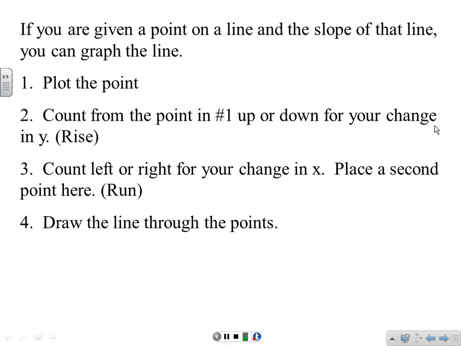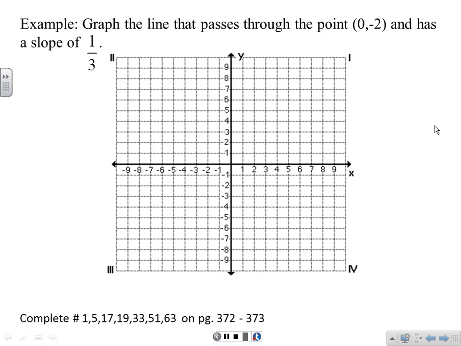Okay, so if you're given a point on a line and the slope of that line, you can graph that line, and here are your steps. First thing you're going to do is plot the point, and then from that point you're going to count up or down depending on if your rise is positive or negative, and then you're going to count left or right depending again on whether or not your x is positive or negative, and then you would draw the line through the 2 points. So for example, it says graph the line that passes through the point (0, -2) and has a slope of 1 over 3.